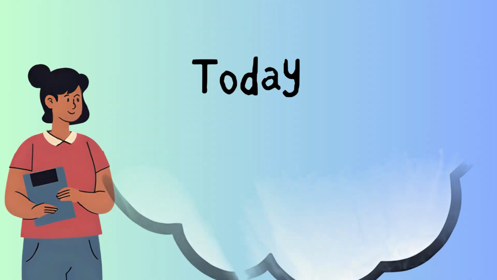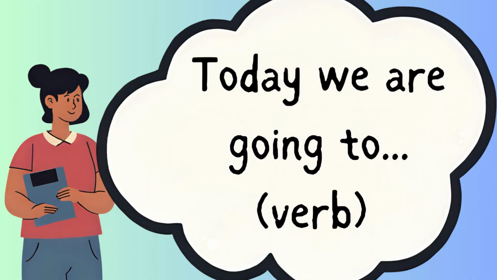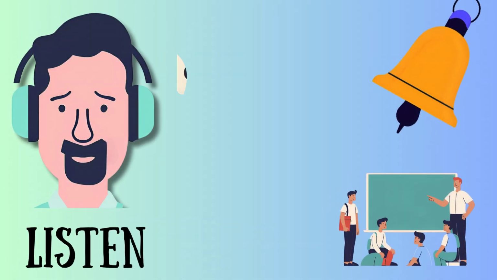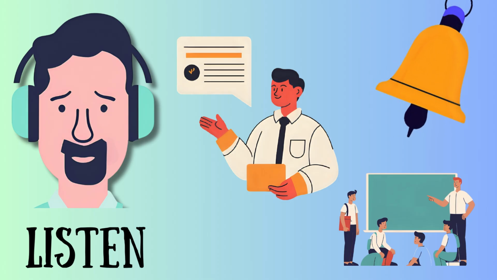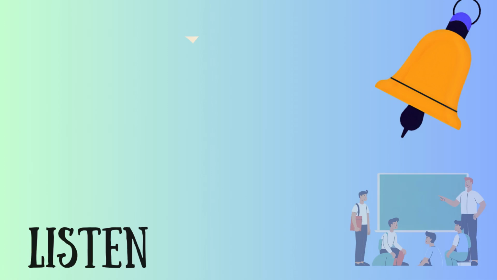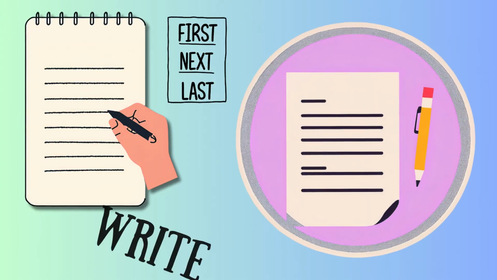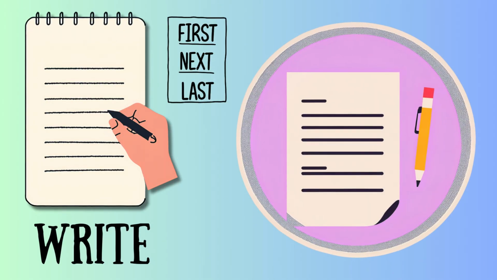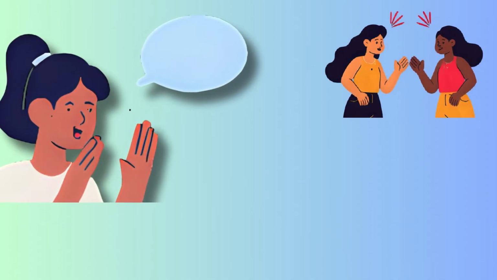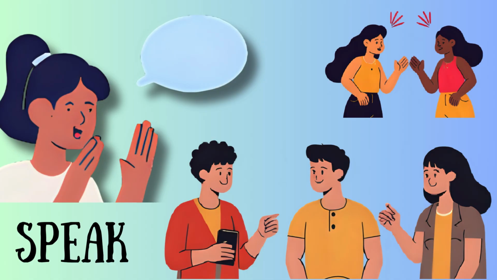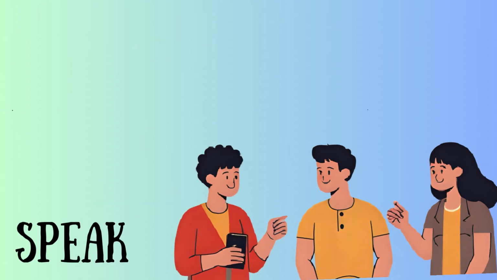In school, teachers often ask students to use different skills to learn. First, they listen to the teacher's instructions or to classmates sharing ideas. Then, they read books, worksheets, or information on the board. They write notes, answers, or short stories to show what they have learned. They also speak in class, sharing their ideas during lessons or group work.